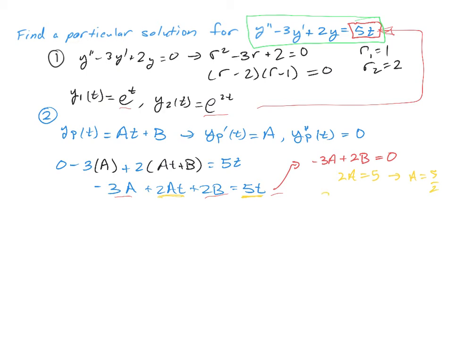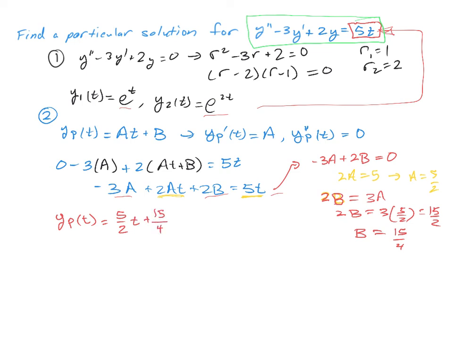And then we can solve for b, since 2b above, so we can write that in red. So 2b is equal to 3a. So 2b is equal to 3 times the 5 halves, which is 15 halves. And then dividing both sides by 2, b is equal to 15 fourths. So our particular solution is yp of t equals a times t, so that's 5 halves times t plus b.